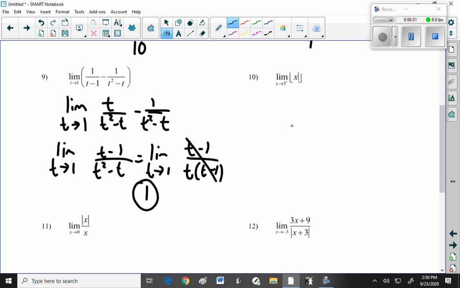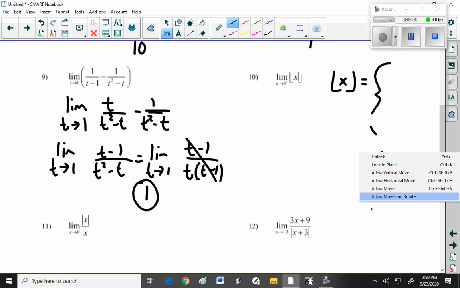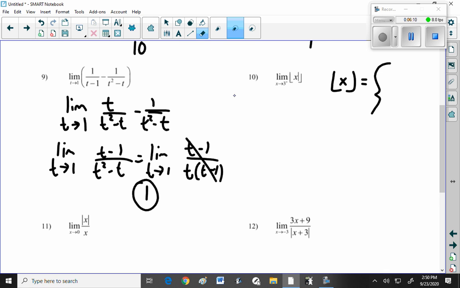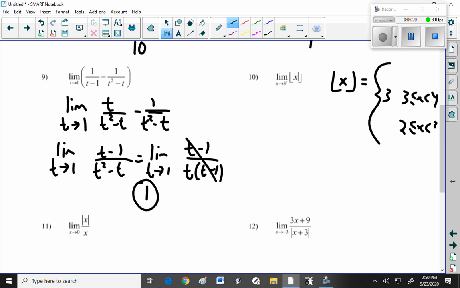Okay, this is the greatest integer function. Just a little reminder, the greatest integer function is a piecewise function. We're approaching 3, so we should look at what's happening near 3. If I approach 3 from the right, I get 3. If I approach 3 from the left, this function is 2. And I don't really care what's happening anywhere else. This is the limit as x approaches 3 from the right. That's just 3 because I'm approaching from the right.